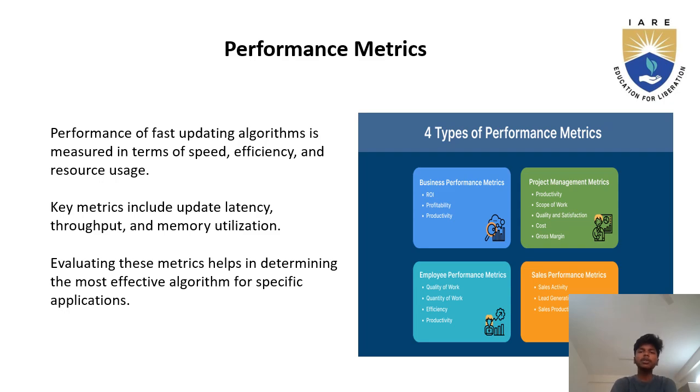And here we have performance metrics. Performance of fast updating algorithms is measured in terms of speed, efficiency, and resource usage. These metrics include update latency, throughput, and memory utilization. Evaluating these metrics helps in determining the most effective algorithms for specific applications. There are four types of performance metrics. They are business performance metrics and project management metrics, and the other two are employee and sales performance metrics. These are the types of performance metrics we have.